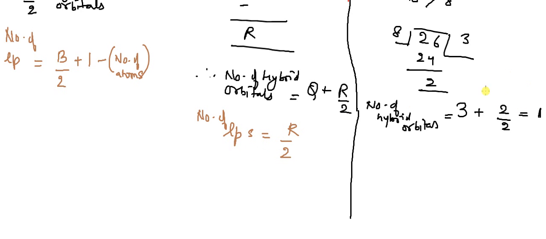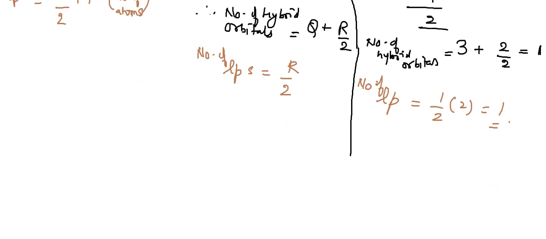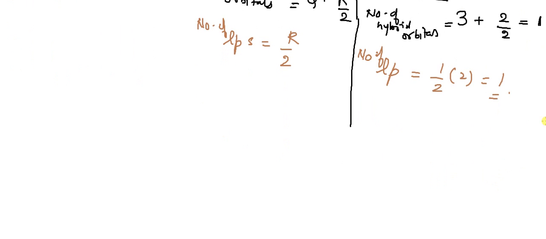So we were dealing with case 2 here. The number of lone pairs is going to be half of the remainder, that is 2, that is 1. Now you've got the number of lone pairs as 1. I'll draw the table also for the geometry, but before that we just need to find out the hybrid orbitals and the lone pairs of the given compound.